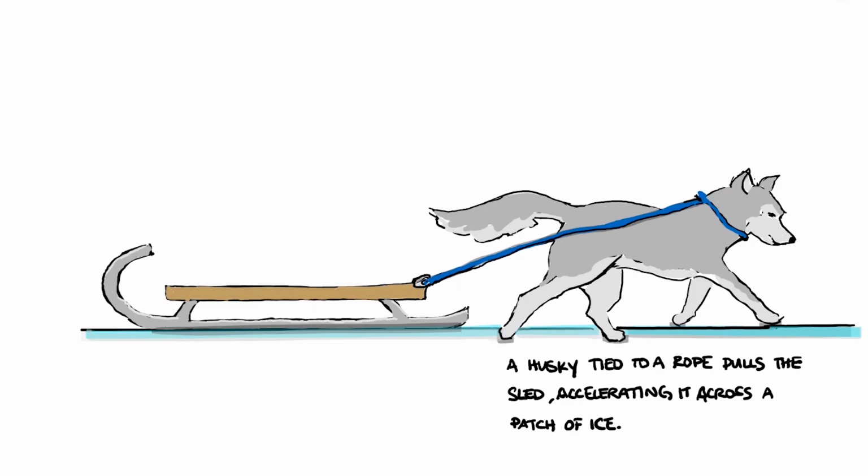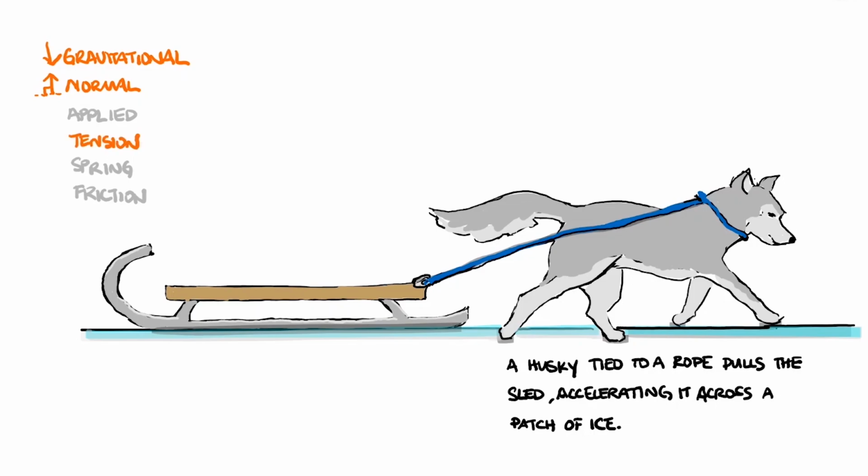Let's start with the vertical direction. We've got the downward gravitational force, the upward normal force, and since the rope is applied at an upward angle, we've got an upward component to the force of tension. Vertically, the object's motion is constant, indicating balanced forces. This means if we were to calculate the net force, the sum of the forces vertically, the sum of the normal force, plus the y component of the tension, plus the gravitational force in the opposite direction would equal 0.